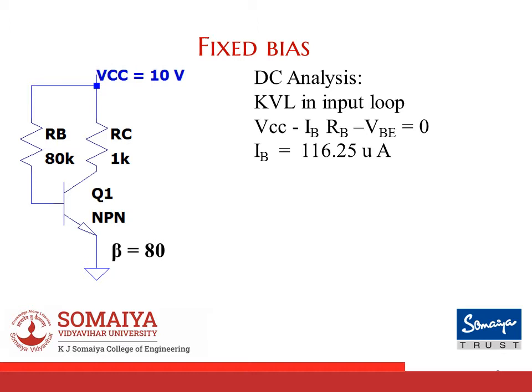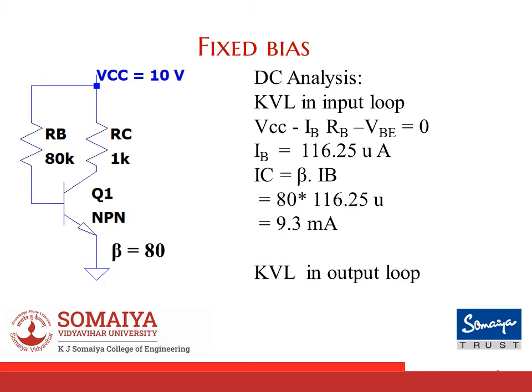Let's move ahead. Once I know IB and if I know the value of the current gain of common emitter, which is beta, I can go ahead and find out IC, which is beta times IB. Once IC is found out, I can apply KVL in the output loop to find out VCE. When I apply KVL in the output loop, the equation is VCC minus IC RC minus VCEQ is equal to 0. Since all the other parameters are known, I can find out VCEQ.